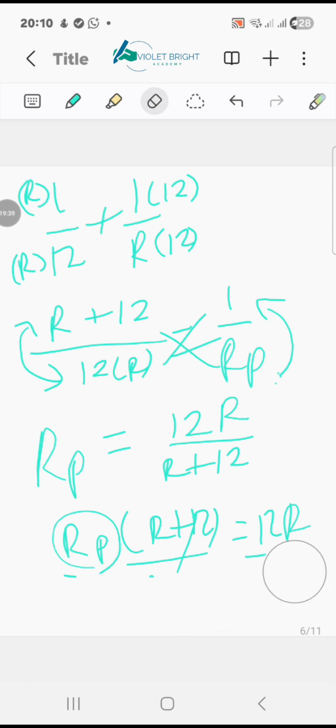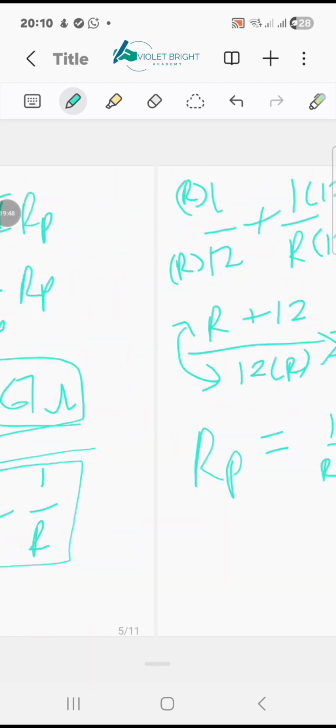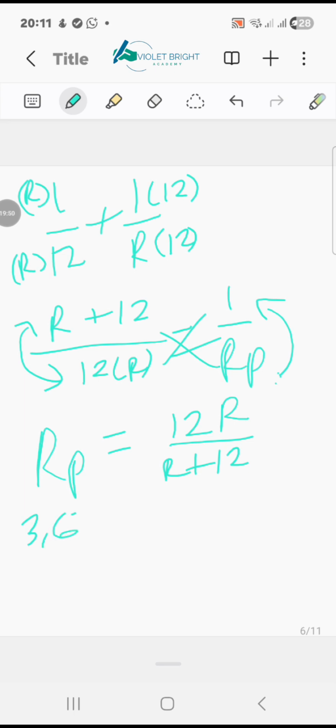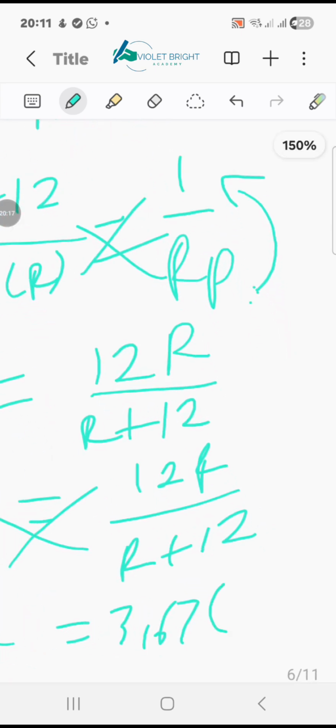Right? Let's erase here. So now, what else do we know? We know that this r parallel is equal to 3.67. So we just substitute here: 3.67 is equal to 12r over r plus 12. So now let's cross multiply again. It will give us 12r equal to this times that: 3.67 times (r plus 12). Let's zoom in.